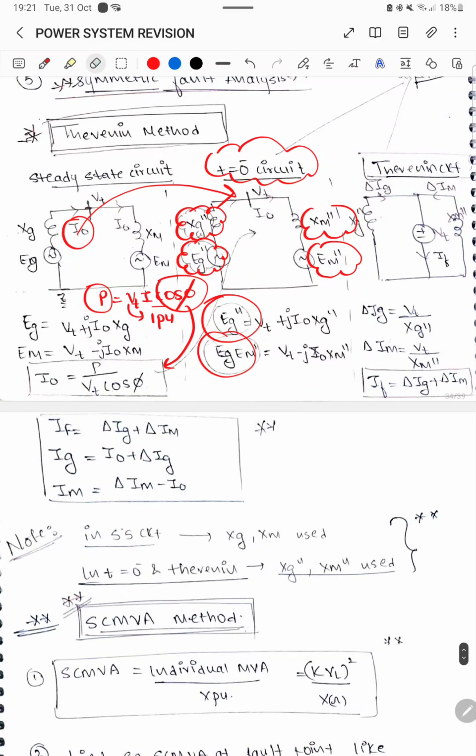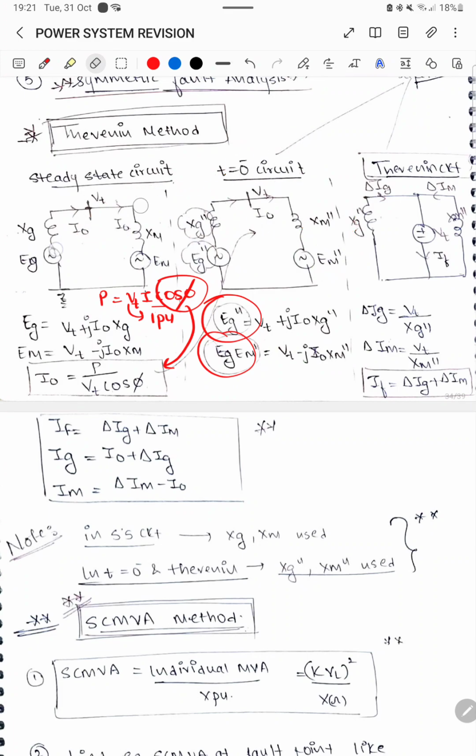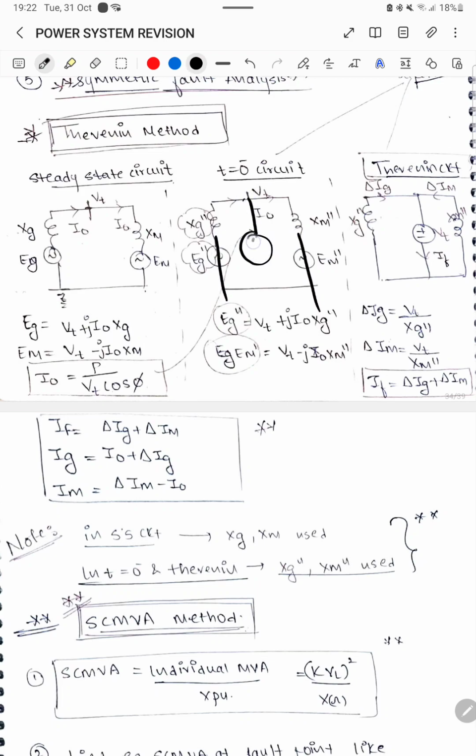Okay. Now comes the concept of the Thevenin circuit to find out the fault current. What you will be doing is replacing these voltage sources by short circuits and using a 1 volt dummy voltage, VT. Now what happens is you will get delta Ig and delta Im. The fault current will be the summation of delta Ig and delta Im. That is what the Thevenin concept is.